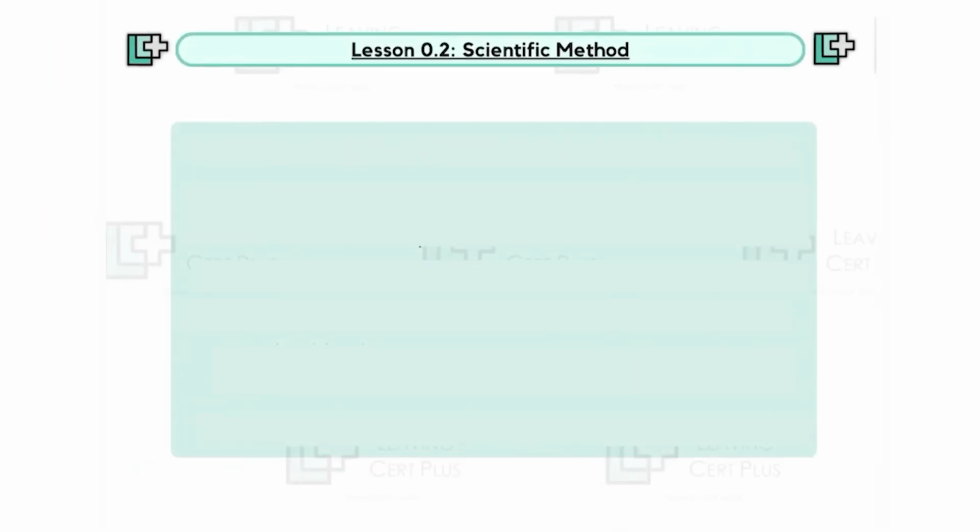Welcome back to lesson 0.2, which is the scientific method. And in this lesson, we are looking at what the scientific method is and the steps associated with it. So the first step of the scientific method is to make some observations.